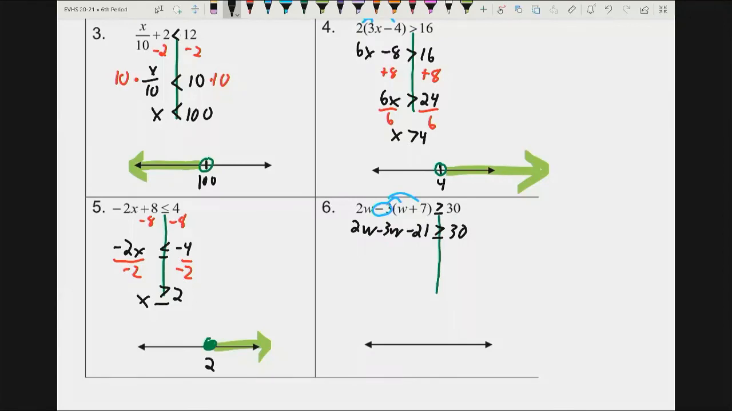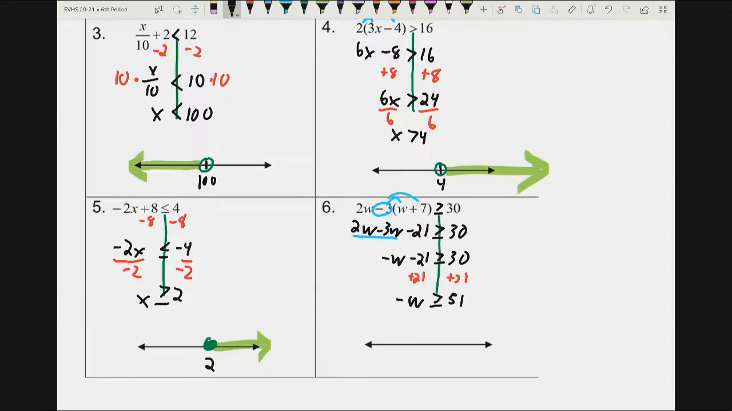Now we've got like terms to combine. We've got these two. That's going to give me 2w minus 3w is negative w, minus 21 is greater than or equal to 30. Now we're going to add 21 on both sides, and that gives me negative w is greater than or equal to 51.